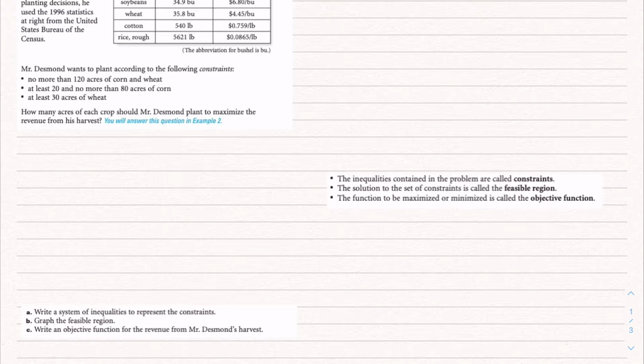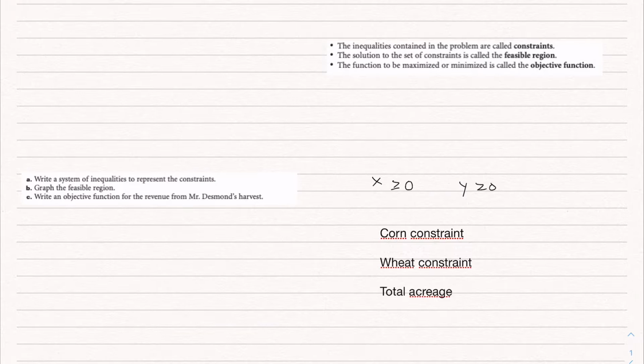For example 1, write a system of inequalities to represent the constraints, graph the feasible region, and write an objective function for the revenue from Mr. Desmond's harvest. For part A, let x represent the number of acres of corn, and let y represent the number of acres of wheat. Since x and y must both be positive, x is greater than 0 and y is greater than 0.